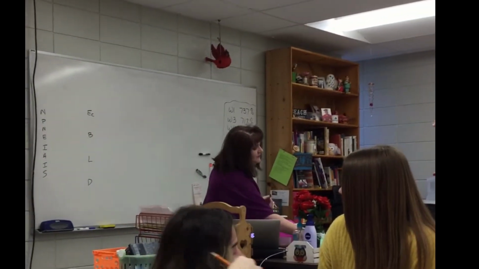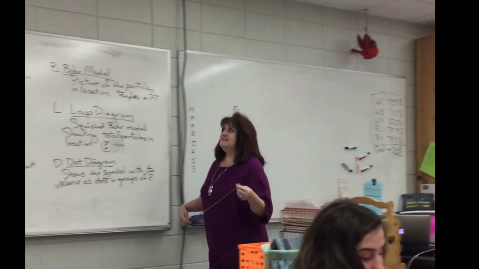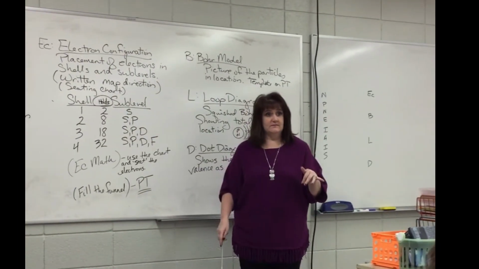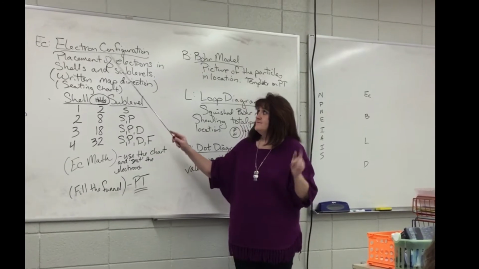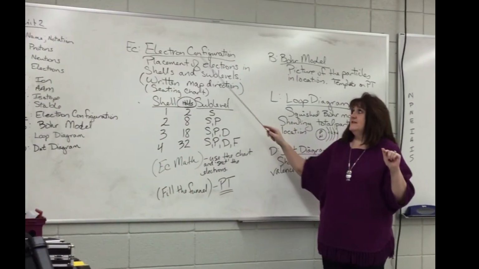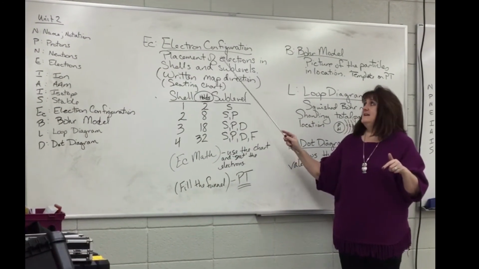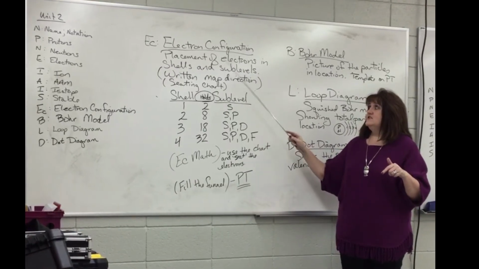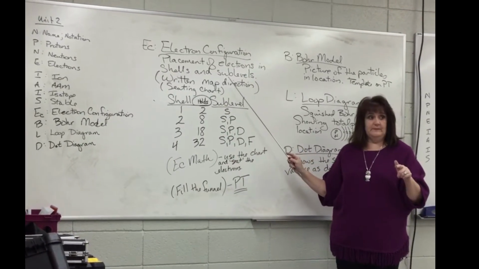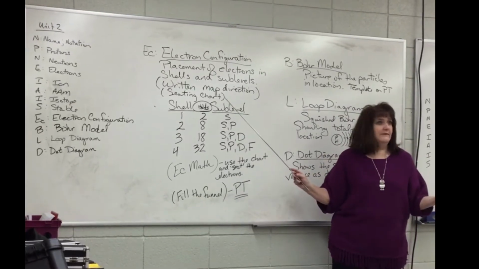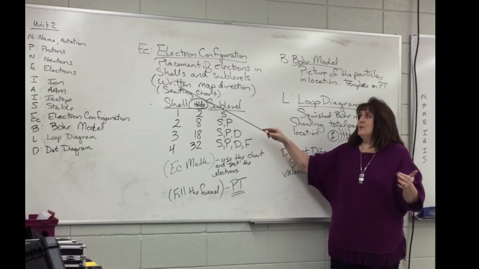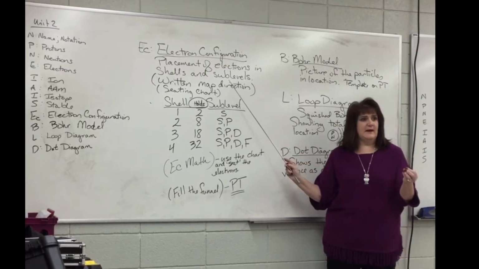If you remember, level 3 was on EC BLD, right? So on your notes, be sure that you have the following. The EC stands for the electron configuration. It is the placement of the electrons in shells and sublevels. This is what we came up with yesterday when I was teaching this. It is the written map of the directions.